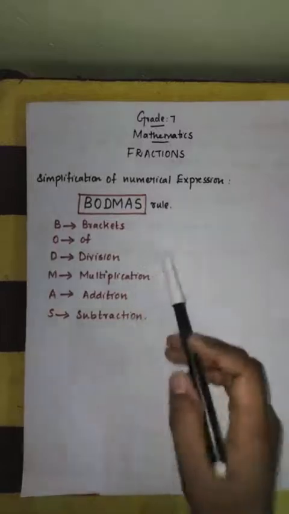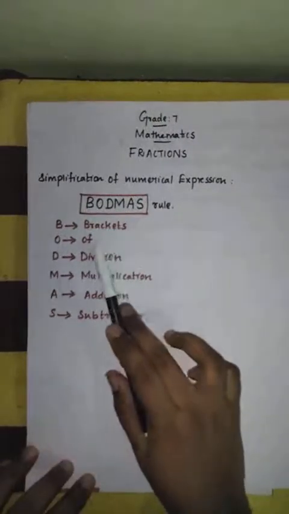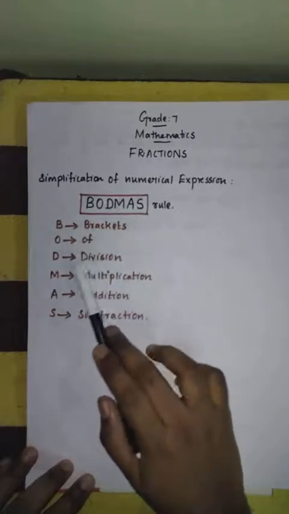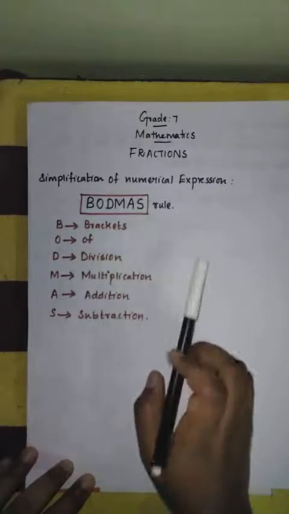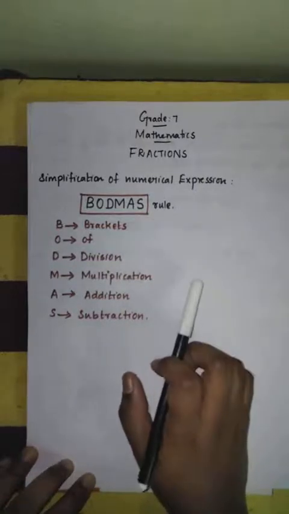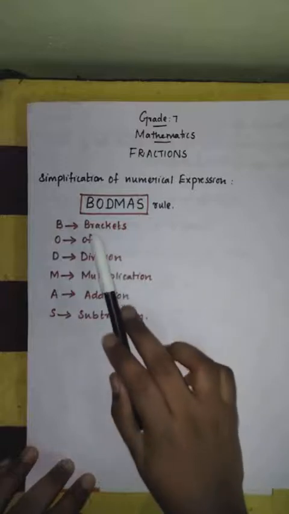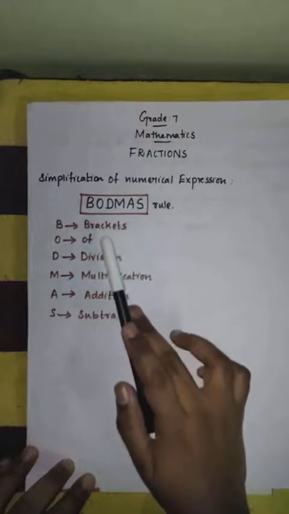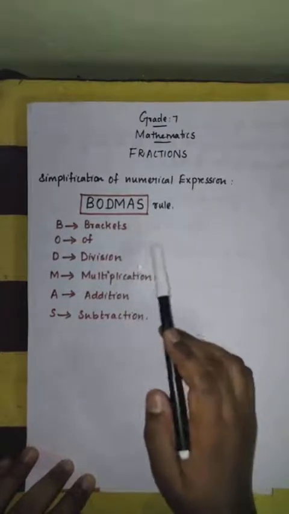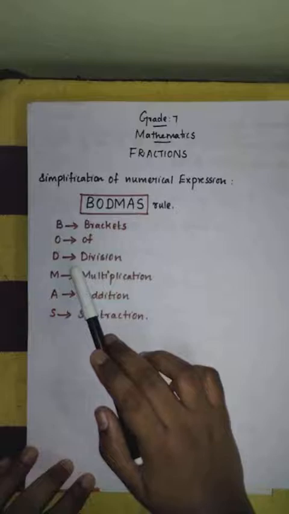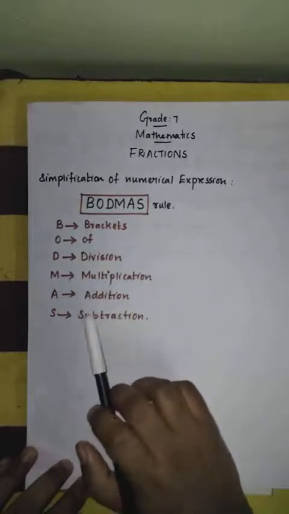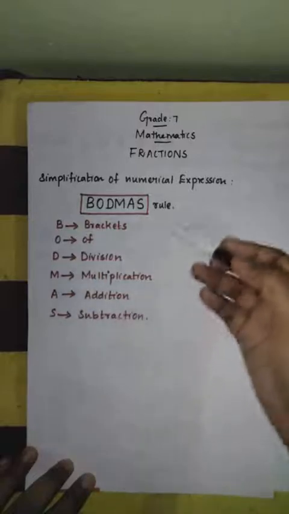So the order of BODMAS is: B for brackets, O for of, D for division, M for multiplication, A for addition and S for subtraction. These are the order of BODMAS. Of means multiplication. You need to multiply. D means division. M means multiplication. A means addition. Then S means subtraction.